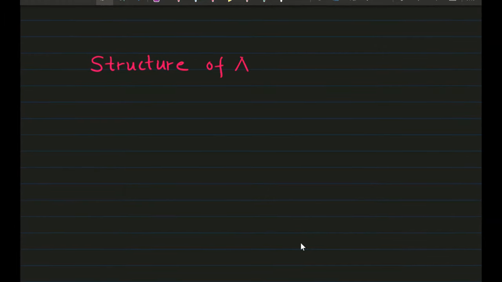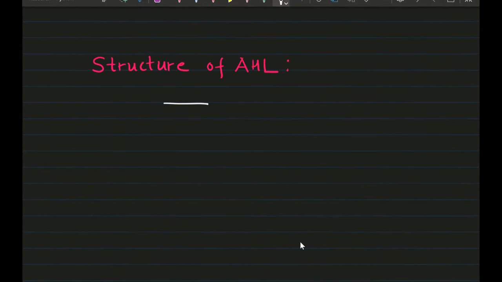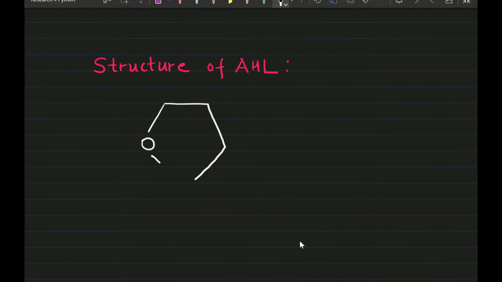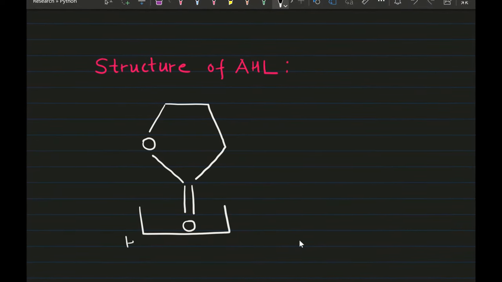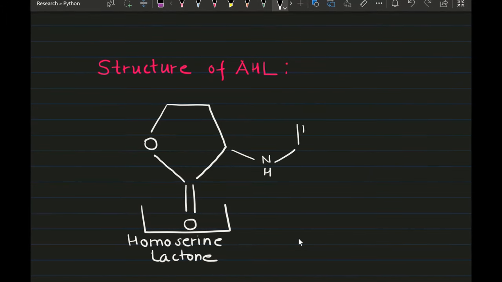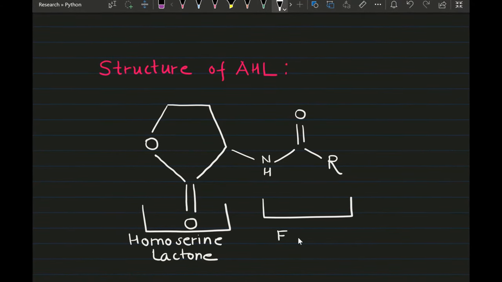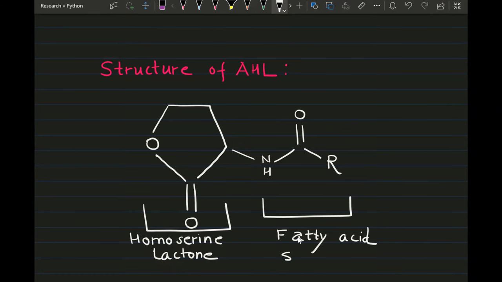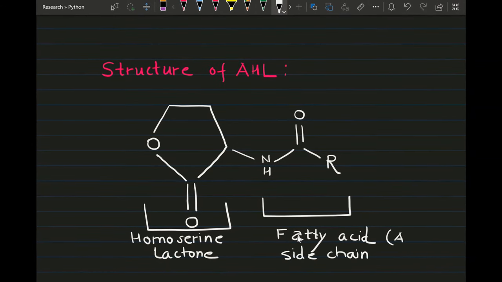Let's discuss the structure of the AHL molecule. The AHL molecule, which is a signaling molecule, is composed of two major components. One, the homoserine lactone ring, and second, the fatty acid acyl side chain, also known as the acyl chain.